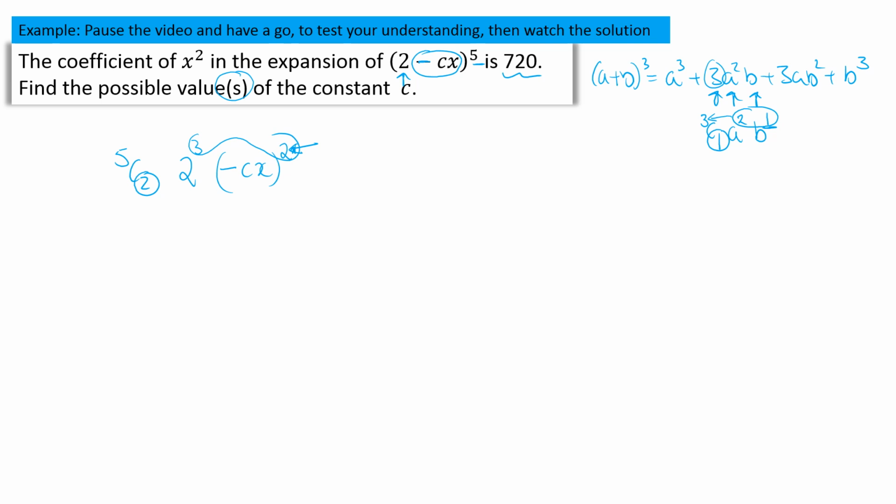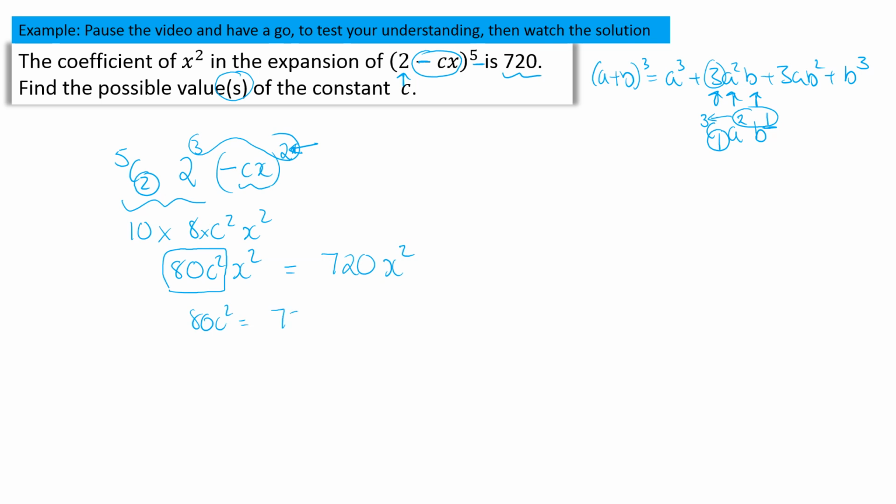So all this we can put in our calculator here. So 5C2 is 10. 2 cubed is 8, and because we're going to be squaring all of this bracket, it's going to be c squared x squared times there. So 10 times 8, 80 c squared x squared, and it's telling us that the coefficient, which is all this in front of the x squared, is equal to 720 x squared. So 80c squared must equal 720, so then we can just solve for c.